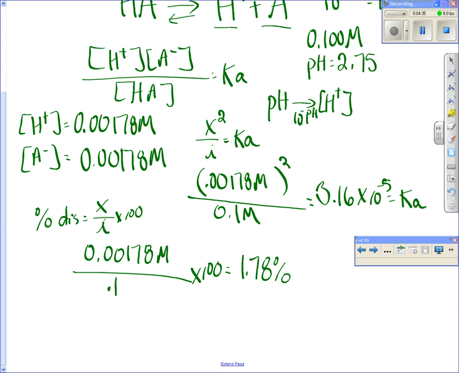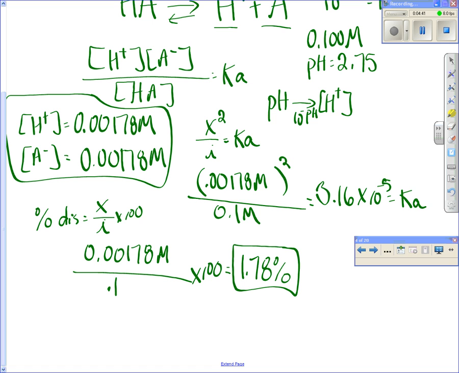And so we can collect our answers here: the percent, the concentrations, and the Ka value. Everything they asked for in the problem.